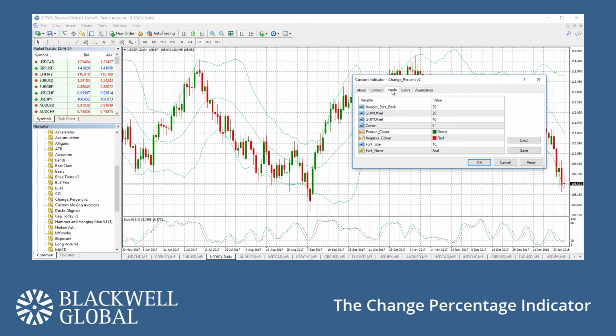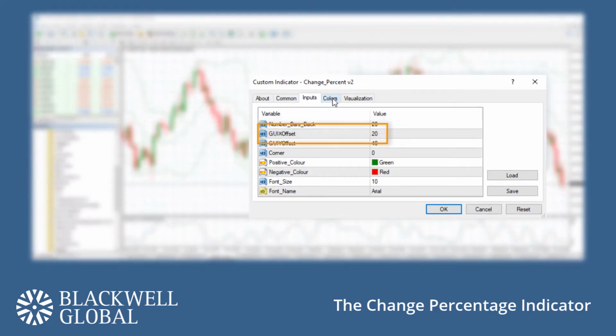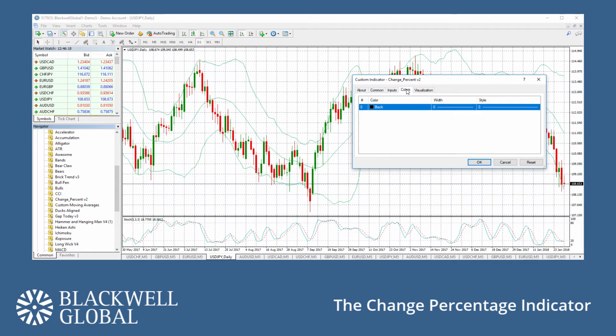This indicator is quite simple yet quite flexible. You may select the time period on which to look back. You may change its placement on the chart. The default setting has positive changes in green and negative changes in red. And you may change the font and type size. You may use MT4's visualization to select on which time frame the indicator appears. For general use, we will leave it at all time frames.